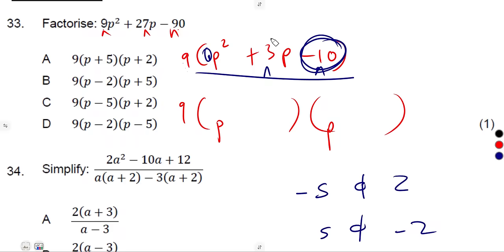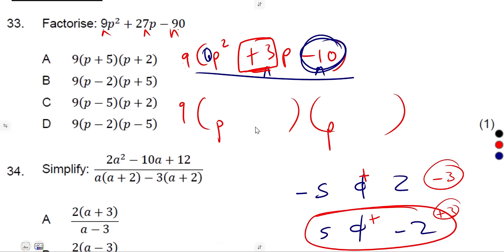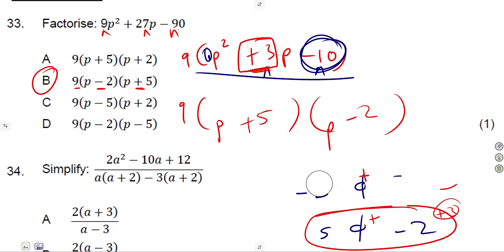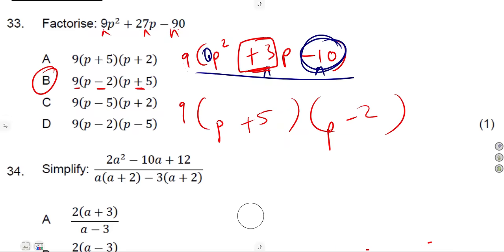When we add, we are going to get a positive 3. If we add here, we're going to get a negative 3. If we add here, a positive 3. So this is what we want: 5 and minus 2. Positive 5, minus 2, and a 9. So the best answer is on B. All right, that was going to be B on that one. Just like that.